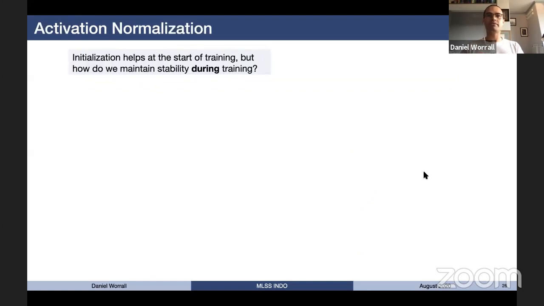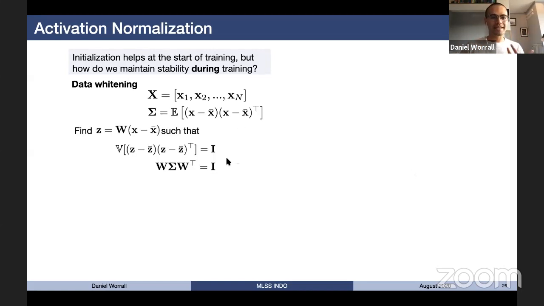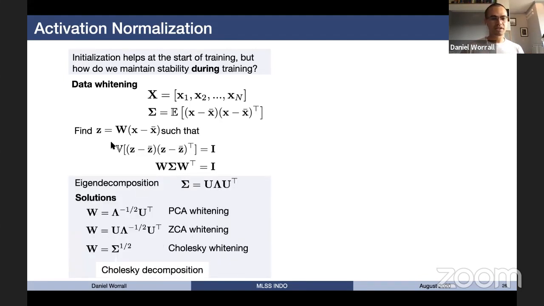Another thing you can do to prevent exploding and vanishing gradients is to use activation normalization. This is a form of what's called data whitening. If you've come across data science, a lot of the time they take their data, subtract the mean, and then pass it through a linear transformation. Essentially, they divide by the standard deviation of the data.